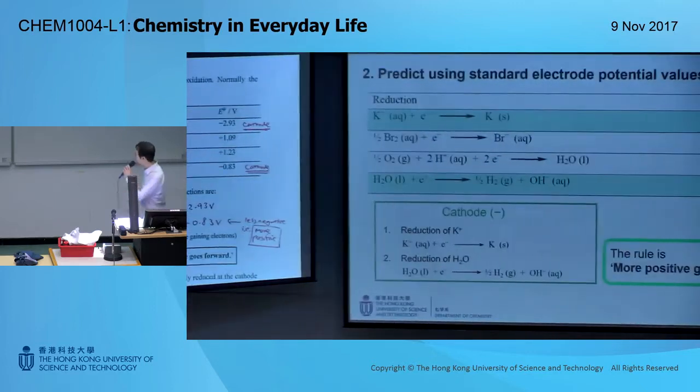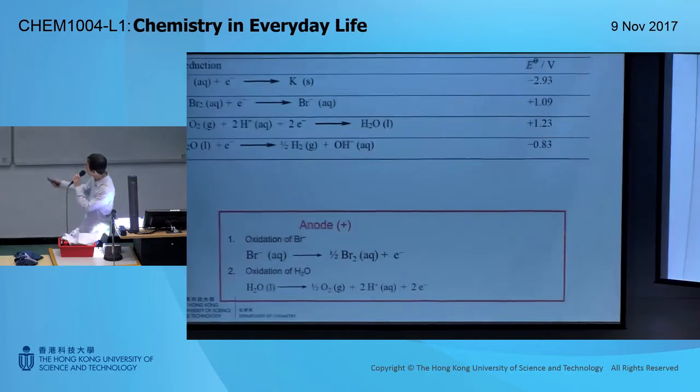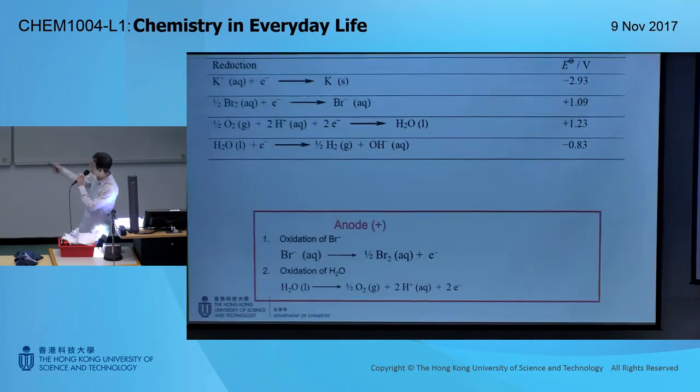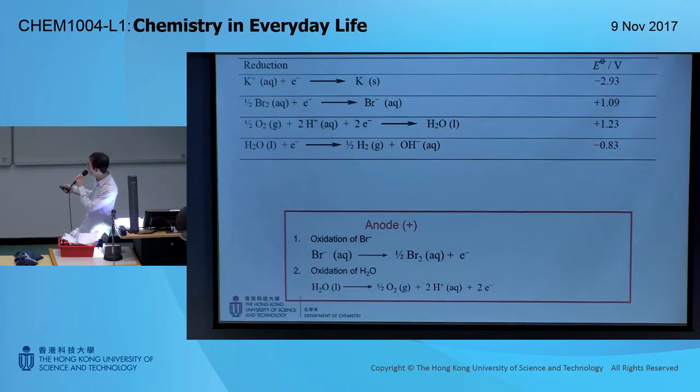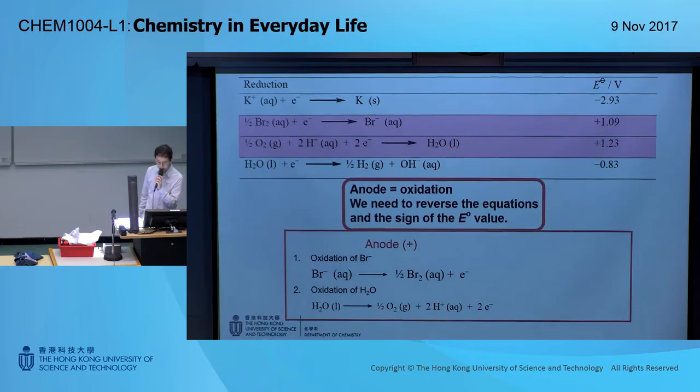Okay, so we have the reduction ones and the oxidation ones. We have to reverse the direction of the equations given in the list. So we have to also change the sign in the E values and then make our predictions. Okay, so make sure you reverse the equations, change the sign of the E values for the oxidation side or the anode side before we make our predictions.